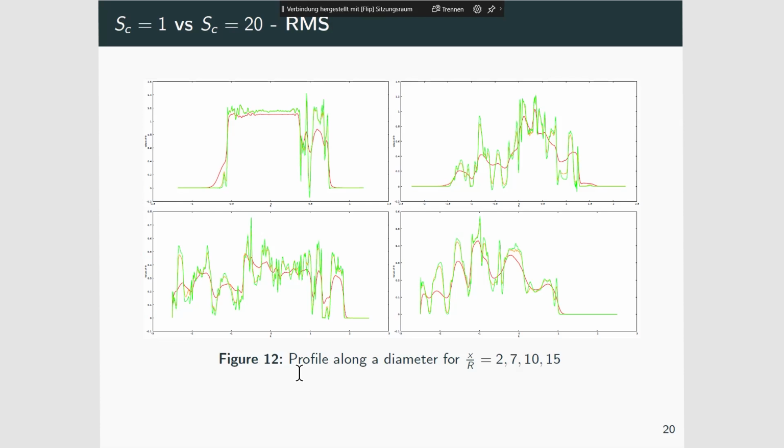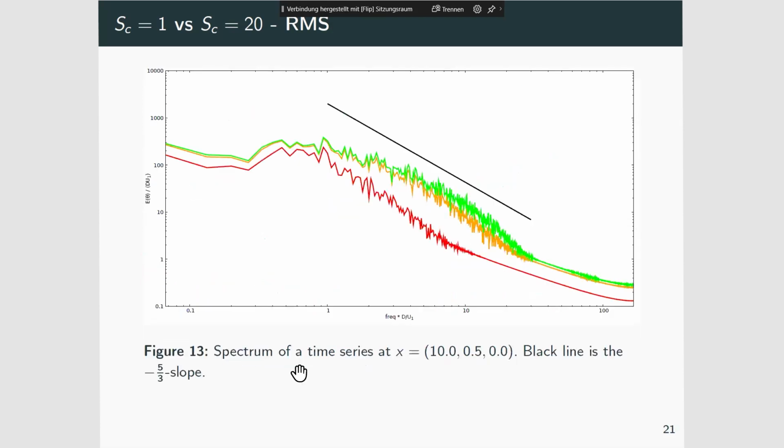And finally, my last images are the spectrum of a time series in the far flow, and so we can see the signature -5/3 slope of our scalar for different Schmidt numbers. So this was my last image.